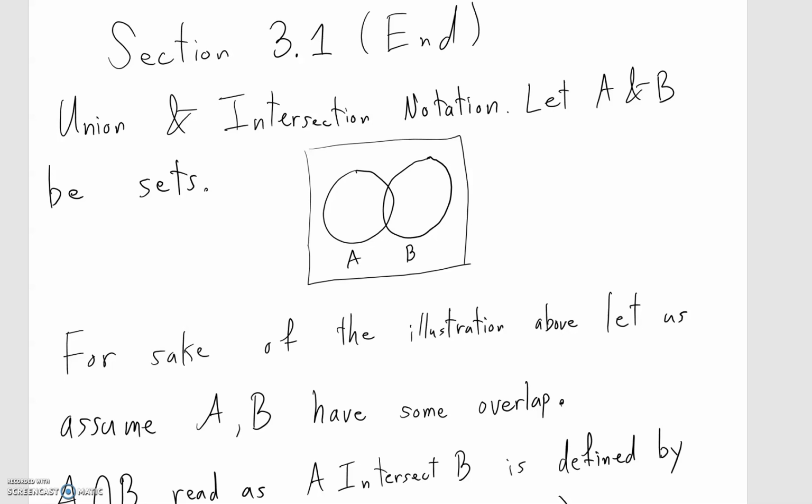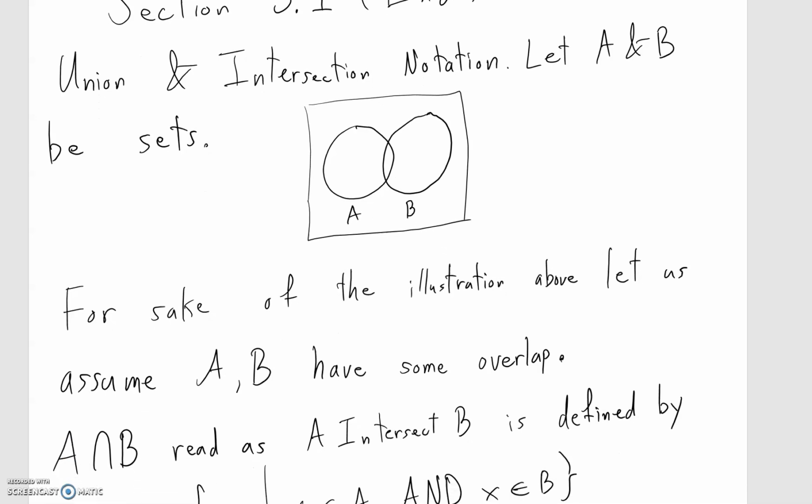So let's suppose that A and B are sets, and I drew a little diagram here. This is called a Venn diagram representing the sets A and B. So A is a circle in this illustration, and B is also a circle. For the sake of this illustration above, let us assume that A and B actually have some sort of overlap. So in that illustration, you can see that A and B have an overlap there. The sets in the illustration above are represented by these circles.